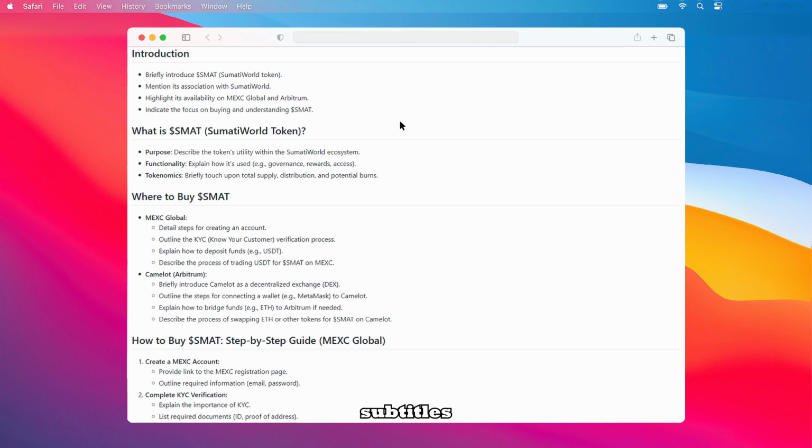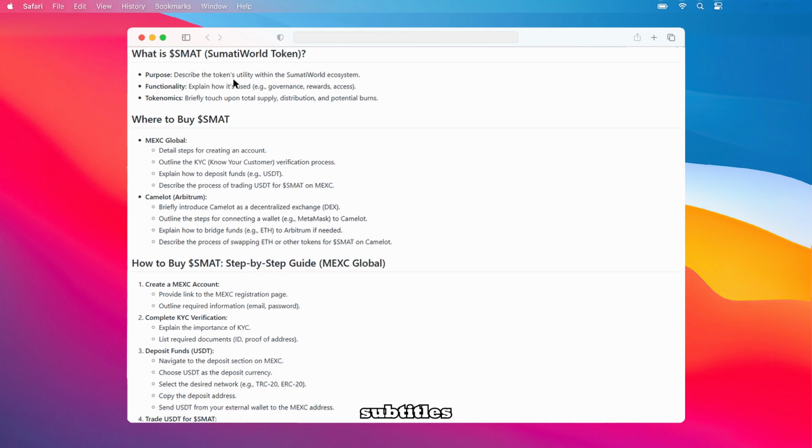It's designed to serve a specific purpose and provide utility within the SUMATIWORLD ecosystem. Its functionality may include governance, rewards, or access to certain features. Briefly, let's cover its tokenomics encompassing the total supply, distribution strategy, and if there's any planned burning mechanism.